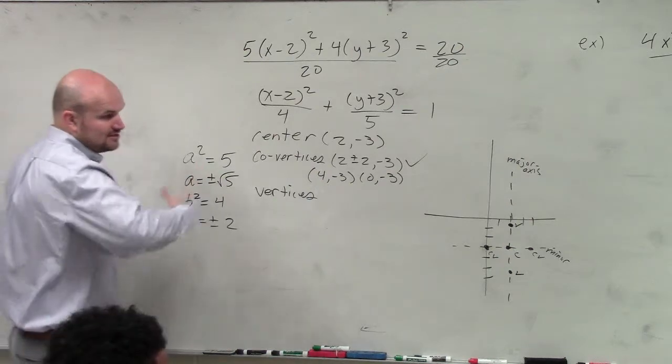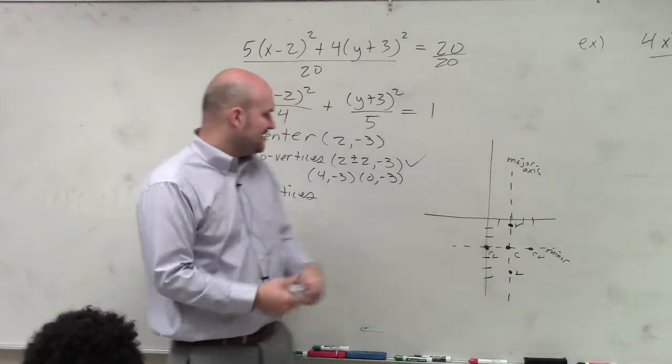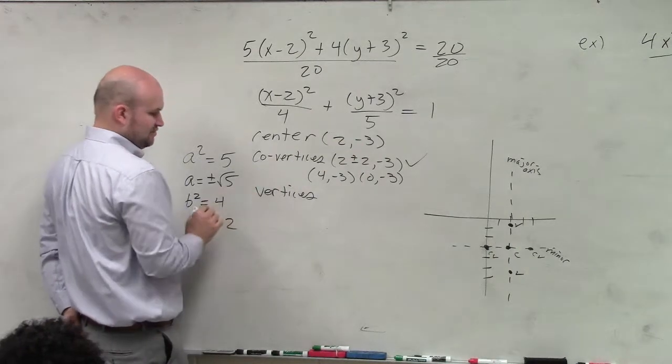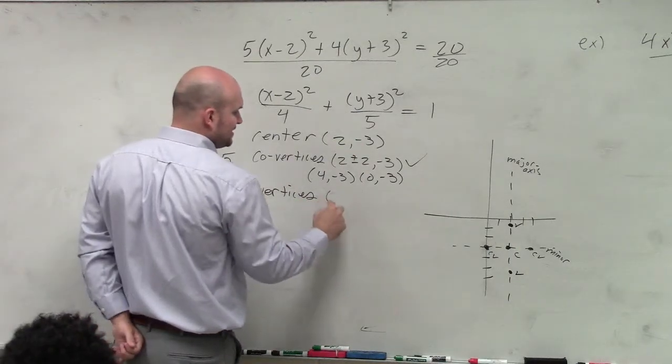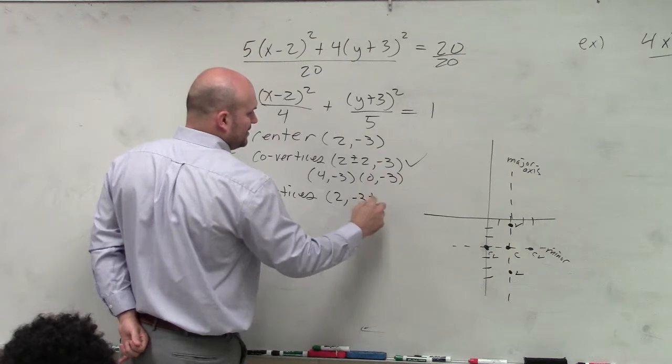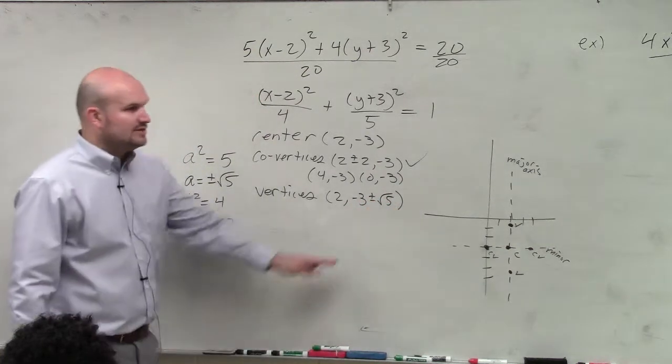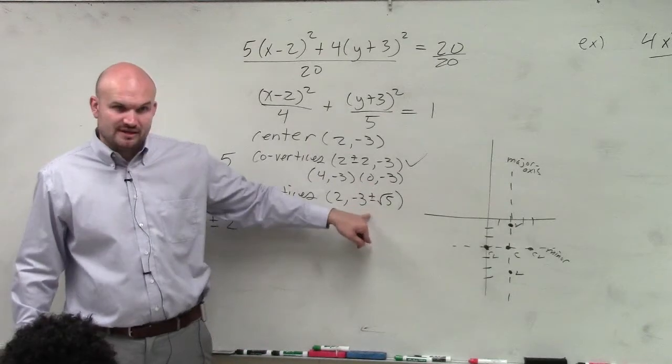So we have a major axis, so we're going up square root of 5. On this one, we're going up and down from -3 by square root of 5. So my vertices are going to be 2 comma -3 plus or minus the square root of 5. Obviously, I don't want you giving me decimals with that, so we can leave it in that form.